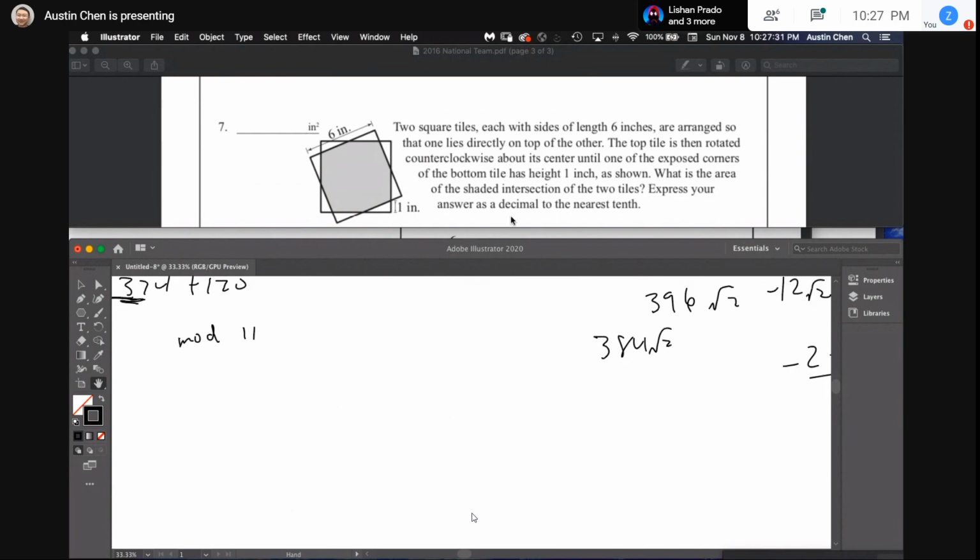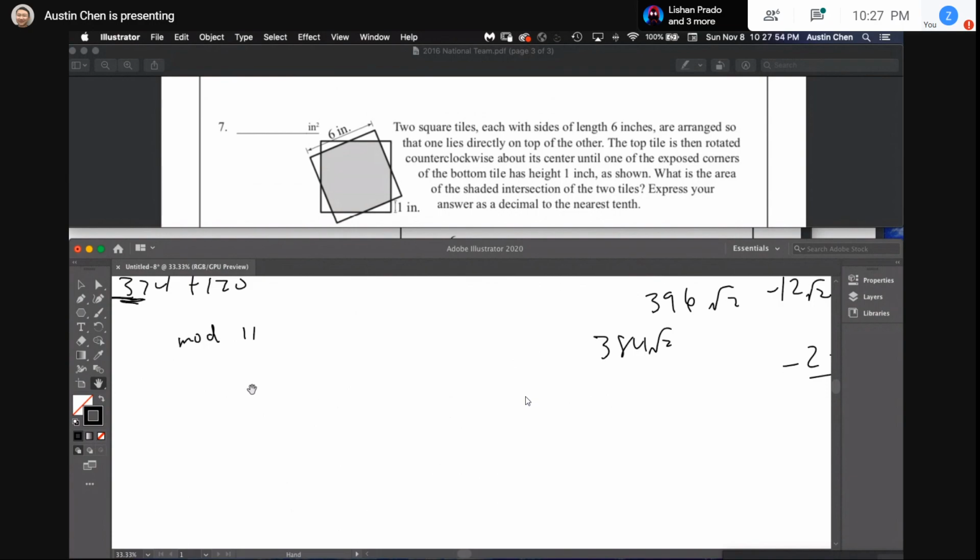All right, let's move on to number 7. We're getting pretty close to time, so let's say this is our last problem. Okay, so we actually don't get finished today. So next week we'll finish this, and then we'll see.